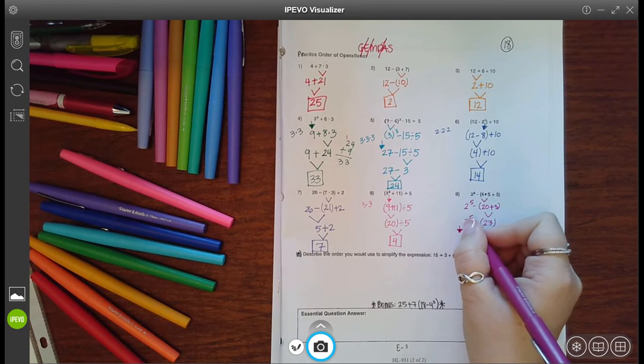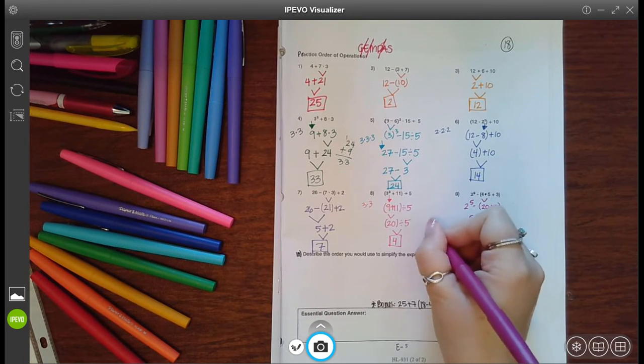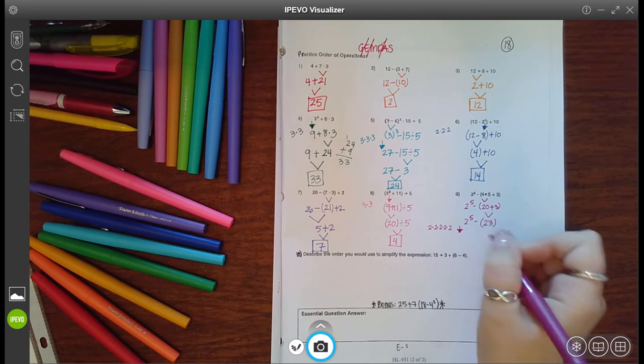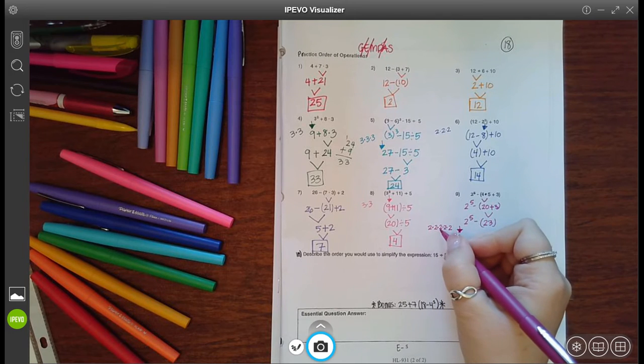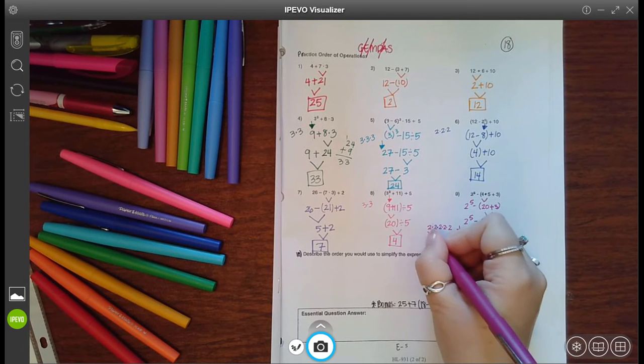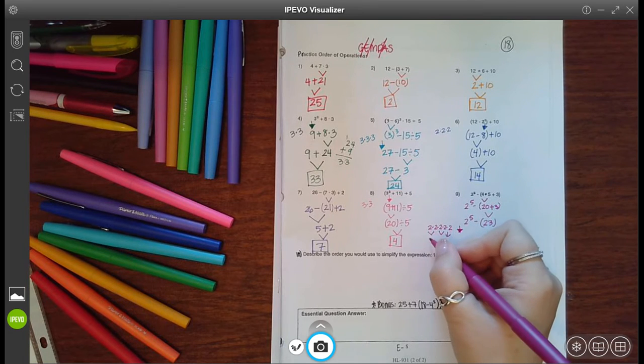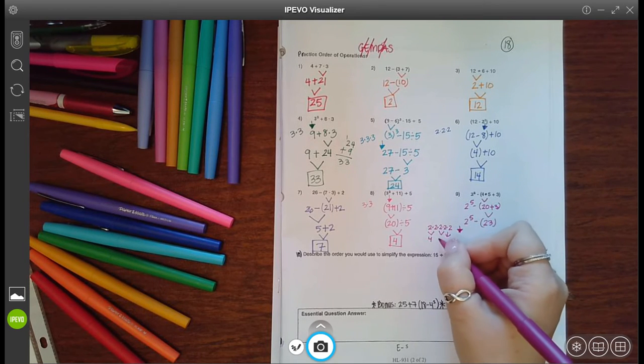So that's saying 2 to the 5th power. 2 times itself 5 times. Always double check you wrote down the correct amount. 1, 2, 3, 4, 5. Okay, and then I'm going to group them together. That just makes it easier. 2 times 2 is 4. This 2 times 2 is 4, and then bring down that 2.